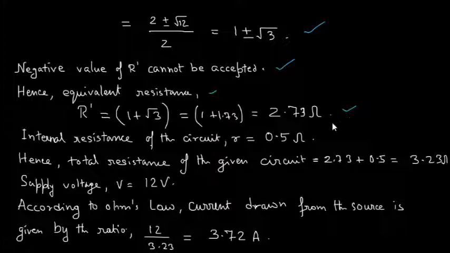2.73 ohm. Internal resistance of the circuit is r = 0.5 ohm. Hence, the total resistance of the given circuit is 2.73 + 0.5, that is 3.23 ohm. Supply voltage V is equal to 12 volt. According to Ohm's law, current drawn from the source is given by the ratio 12/3.23, that is 3.72 ampere.